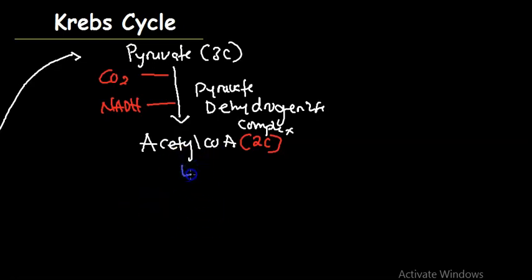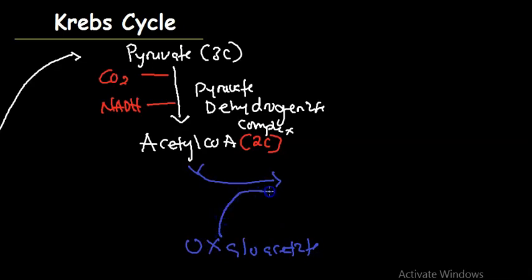We'll continue into the cycle, and it will combine with oxaloacetate. When both of these two combine, remember, here we have a 2 carbon molecule, and this oxaloacetate is a 4 carbon molecule. 2 plus 4 is simply going to be 6, and they are going to give rise to citrate. Therefore, this citrate is going to be a 6 carbon molecule.